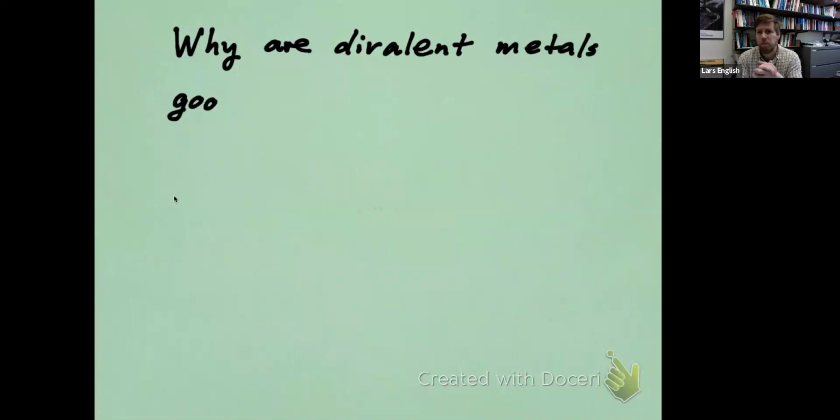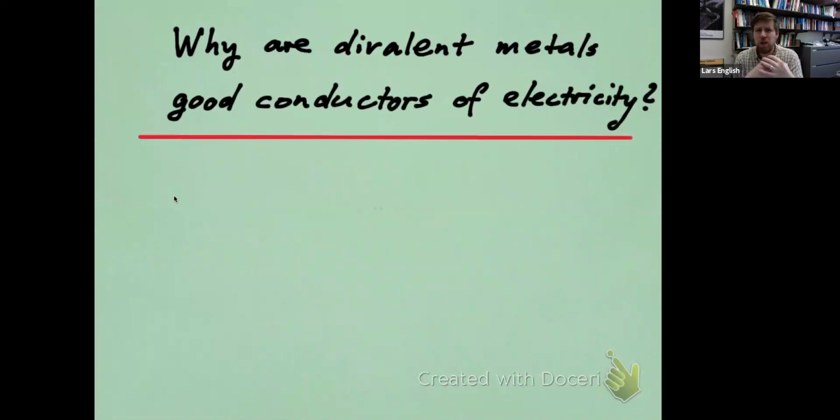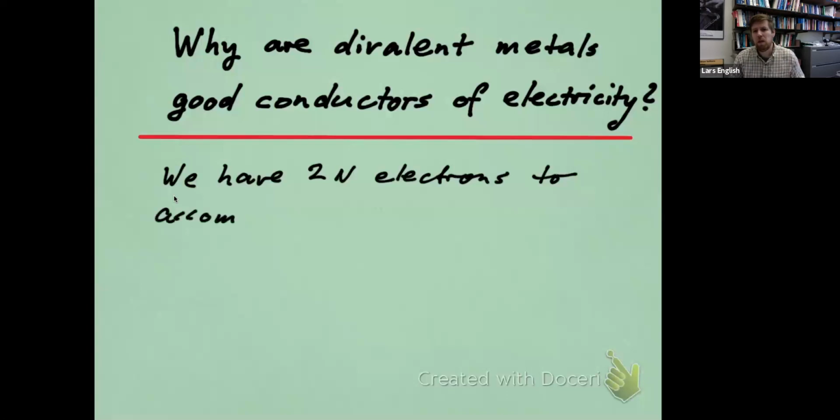Okay, so I think we've got everything assembled together now in order for us to tackle this question finally. Why are divalent metals good conductors of electricity? I think we've got all the pieces assembled, and now we can bring them to bear here. In divalent metals, as a reminder, we have 2N electrons to accommodate, where N is the number of ions.